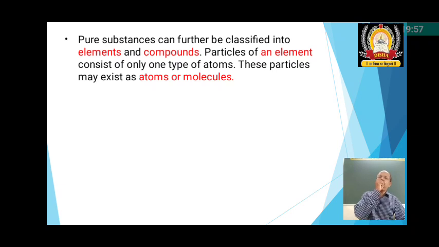So generally some elements occur in the form of atoms and some elements may occur in the form of molecules. Chlorine you can take, it is a molecule, Cl2. Ozone you can take, that is O3, it is triatomic. If you take sulfur, it is S8, an octaatomic molecule. Like that, because of their capacity to attain stability, they combine with another atom of the same kind to form molecules.